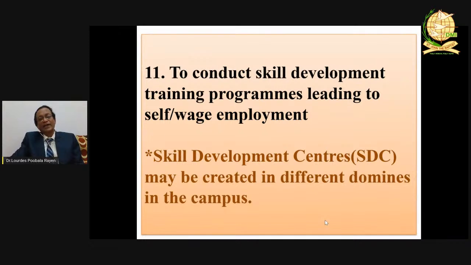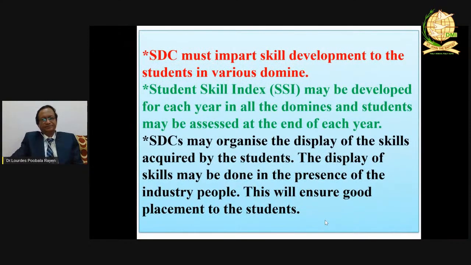The next one is to conduct skill development training programs leading to self-wage employment. See, we need to develop skill development centers in all the departments. Whether the student is doing arts or science or an engineering program, they need to develop some skills at the end of each and every year. Therefore, what we can do, we can develop some skill index. What skill index? Student skill index.